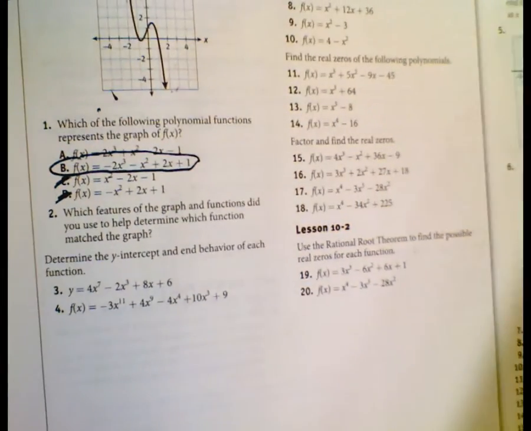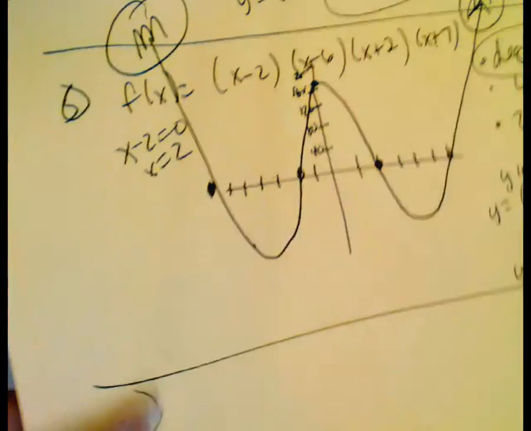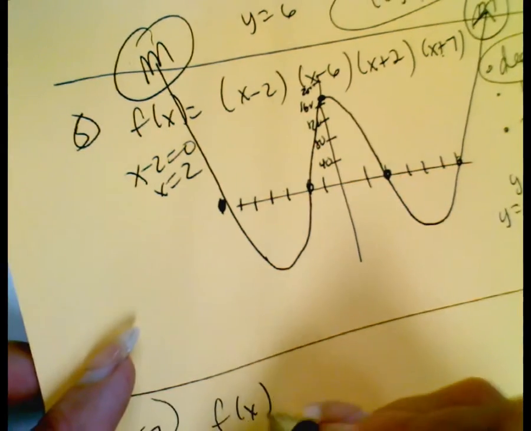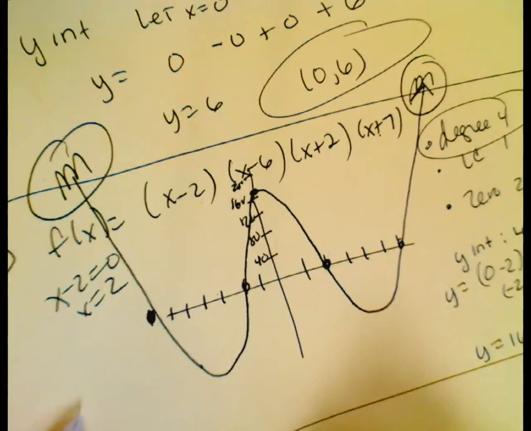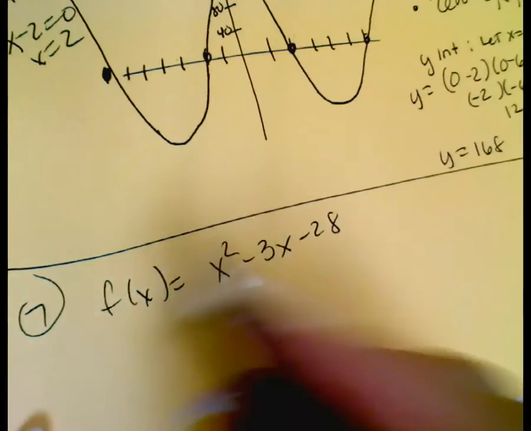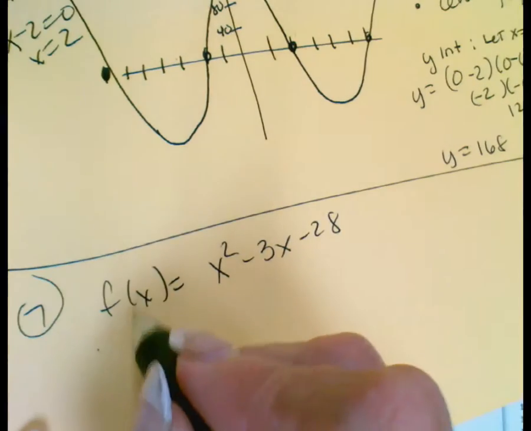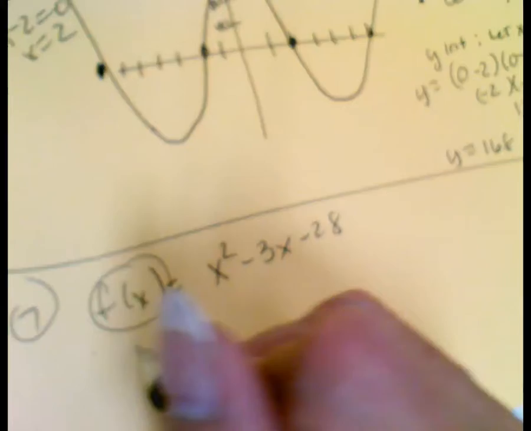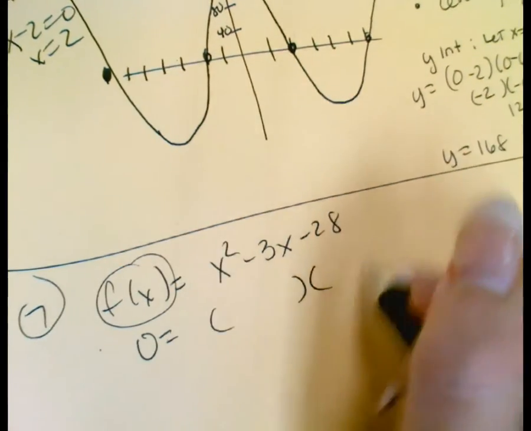7, find the real zeros of the quadratic function. So quadratic means that you can factor. If you can't factor, then you can use the quadratic formula to figure out your zeros. Or, last resort, use your calculator. So I'm going to attempt to factor this. So the first thing I'm going to do is let this equal 0. And then I'm going to factor.